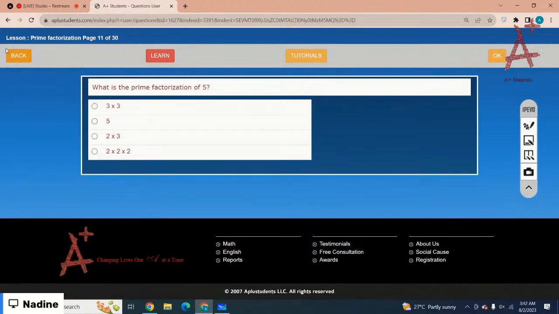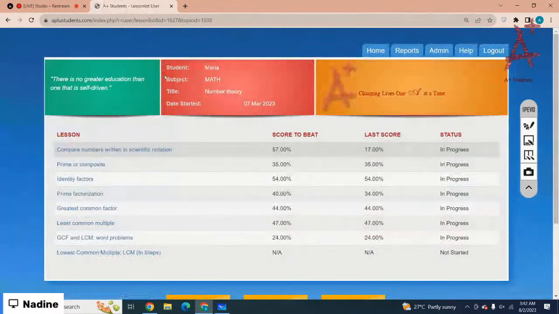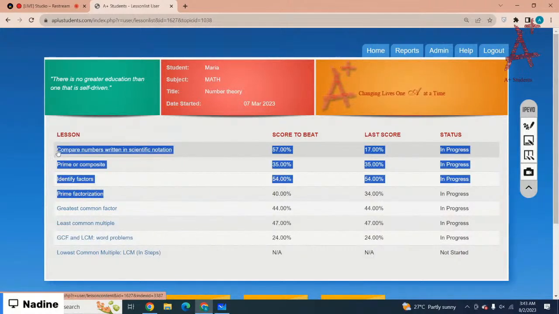Okay, you can complete the lesson by yourself later today. So we are working on grade 6 maths. The chapter we are working on is number theory, and the lessons we have covered today are comparing numbers written in scientific notation, prime or composite, identifying factors, and prime factorization. So please make sure before the next session you complete all the test questions for the lessons we did today.